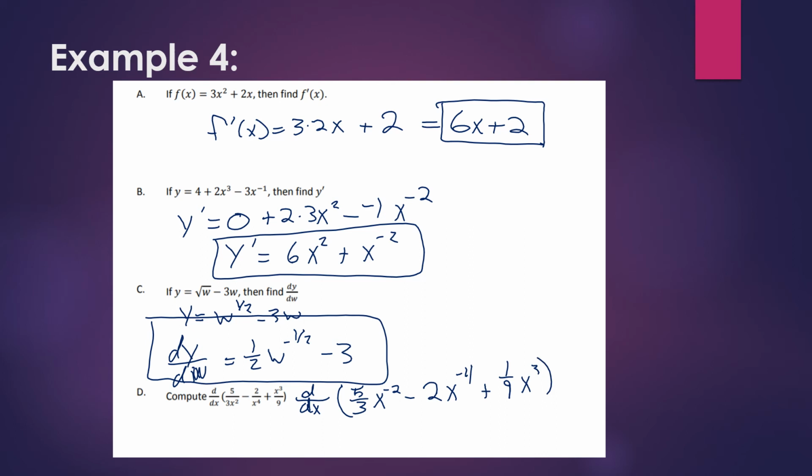Now it's a lot easier to take the derivative. So the derivative of 5/3 x to the negative 2, that negative 2 is going to drop down, and that'll give me negative 10/3 x to the negative 3, minus, well, it's going to be minus negative 8, so it's really plus 8x to the negative 5, and then plus, the 3 drops down, turning the 1/9 into 1/3 x squared. So that would be my final answer.